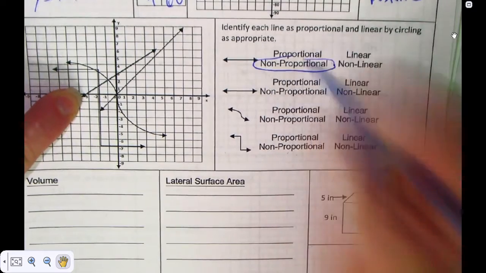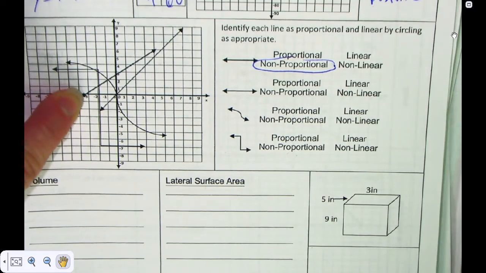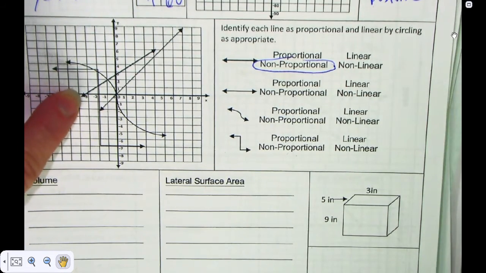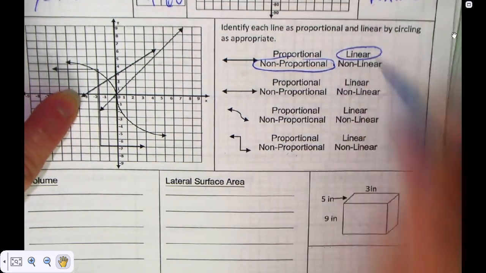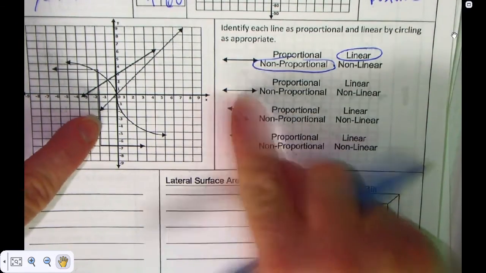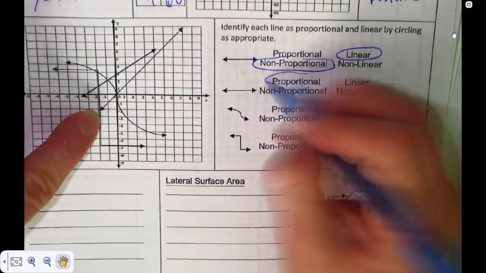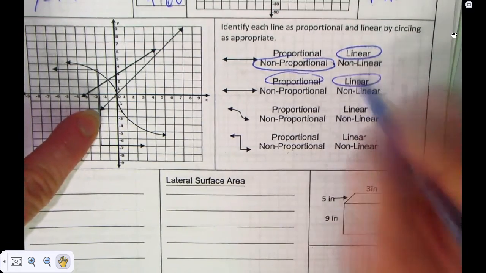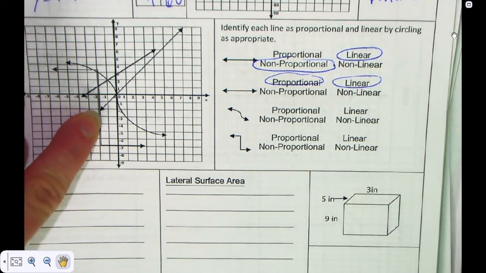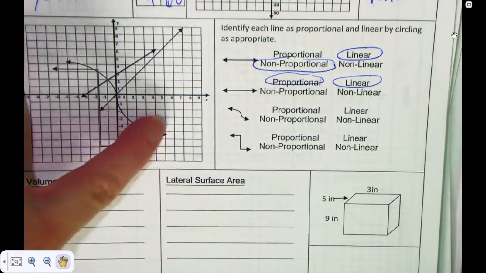Why is it non-proportional? Doesn't go through the origin. Is it linear or non-linear? Linear. Now look at that line that's a little bit slimmer. Less bold. Is it proportional? Yes. Is it linear? What does linear mean? Straight line. Okay, now look at the curved line.